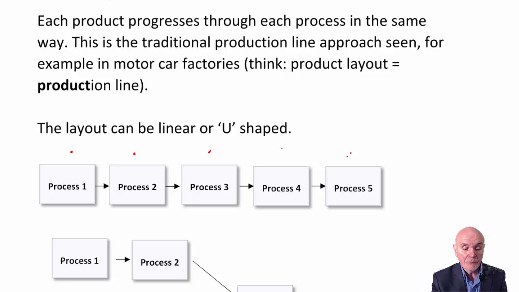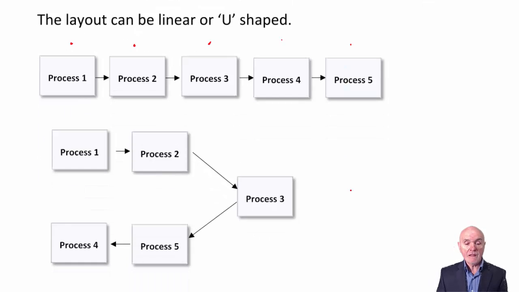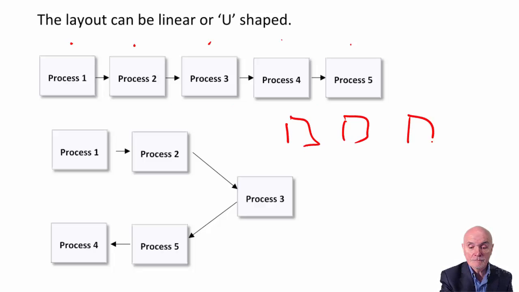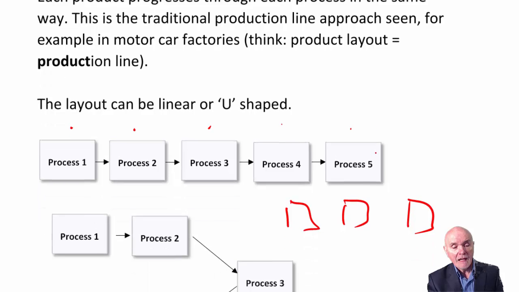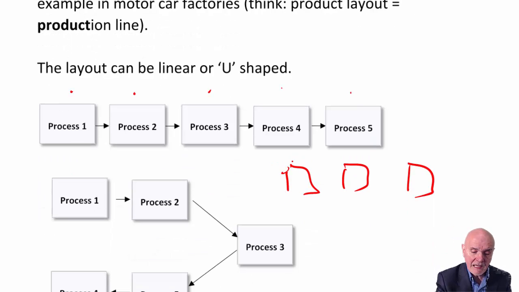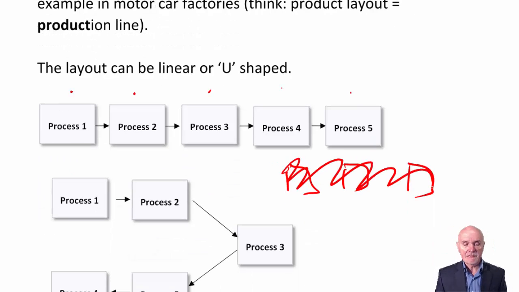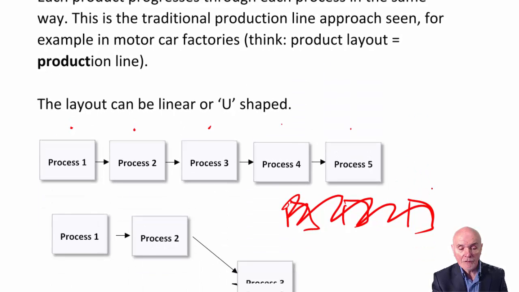The second product that we have here, it might miss some of those out. So it might just have some of them in there, and so on. But generally speaking, when we talk about this product layout, we're not going to have that kind of flexibility, but every single product will always go through every single process. And this is the product layout.